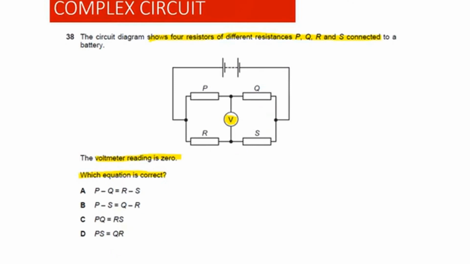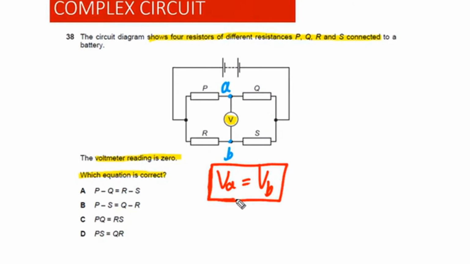In order to answer this question, let's say this point is point A, and this point is B. As it is given to us that the reading on this voltmeter is 0, it simply means that the potential at point A is equal to the potential at point B. Meaning the potential difference between point A and B is equal to 0. Simply, this is what we can conclude from here.